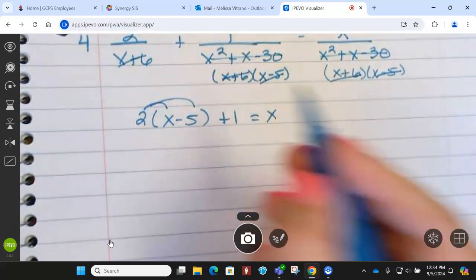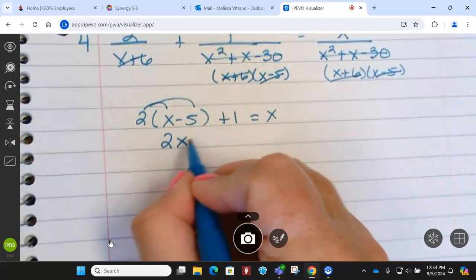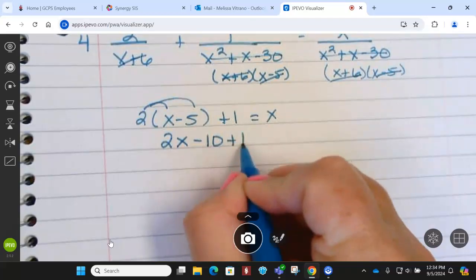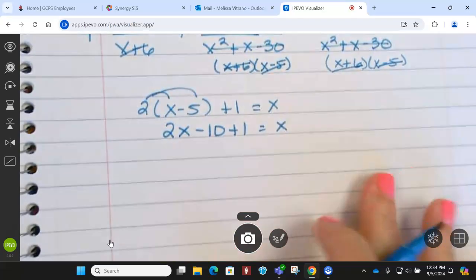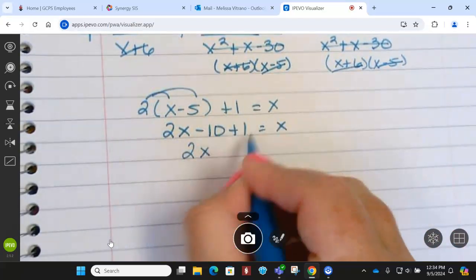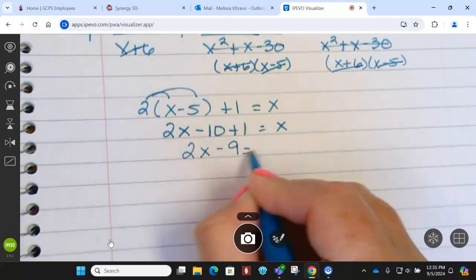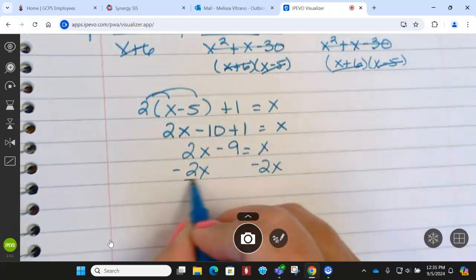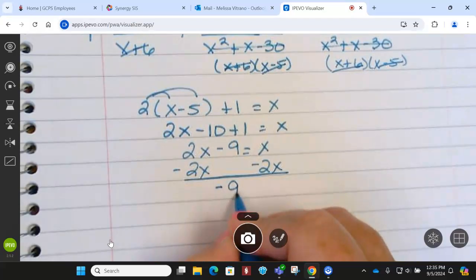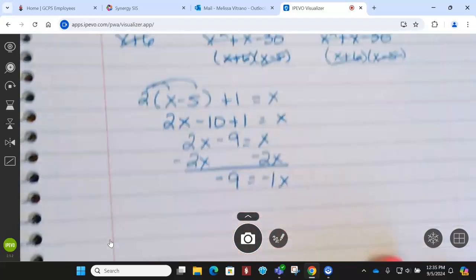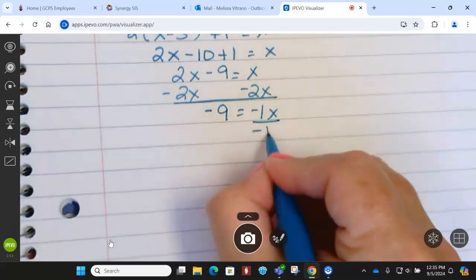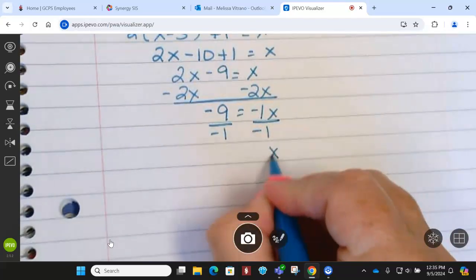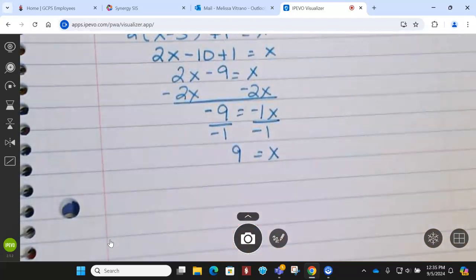We're now distributing, so we're going to get 2x minus 10 plus 1 equals x. 2x, clean this side up, is negative 9. I'm going to subtract 2x over. Negative 9 equals negative 1x. Divide by negative 1, and x equals 9. Okay?